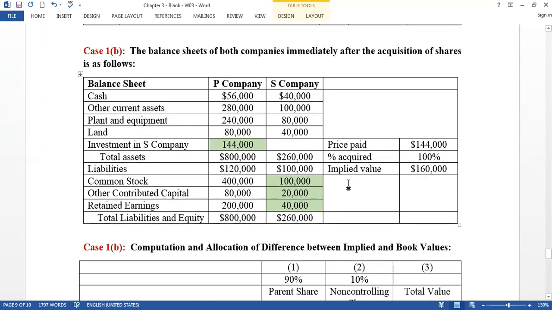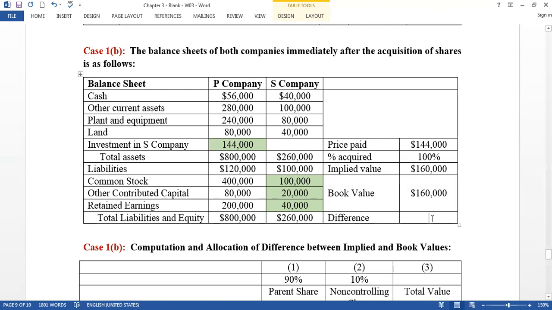So then we have to compare implied value and book value. This question does not give you net assets. This question gives you these three items of the subsidiary: common stock, additional paid-in capital, and retained earnings. So this is the book value. If we add these three, it is also 160. Again, implied value and book value are similar. We don't have any difference.